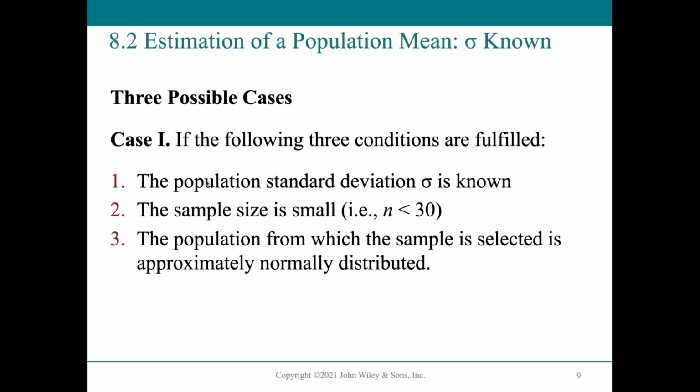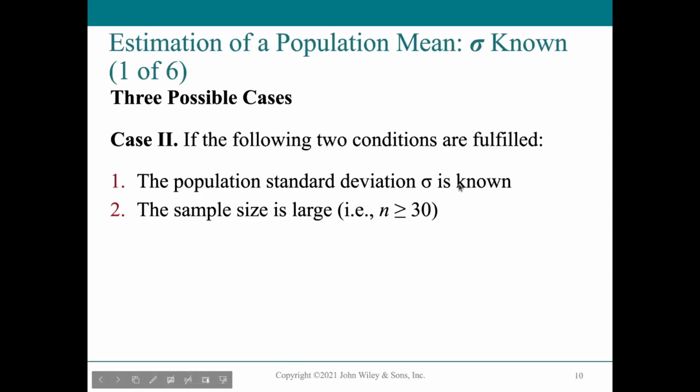The first case: of course, we know the population standard deviation. We have a small sample size, and by small sample size, we can say that n is less than 30. Now, the number 30 is more or less arbitrary and is a rule of thumb rather than an actual law. And then the population from which the sample is selected is approximately normally distributed. So there's no skewness, to the left or to the right. It generally follows the normal distribution.